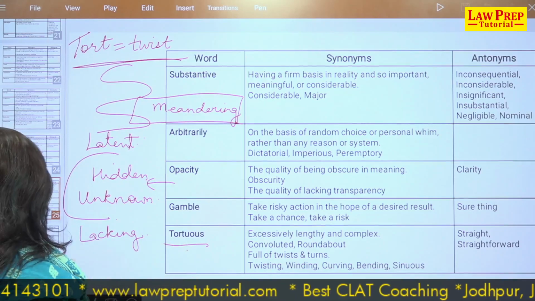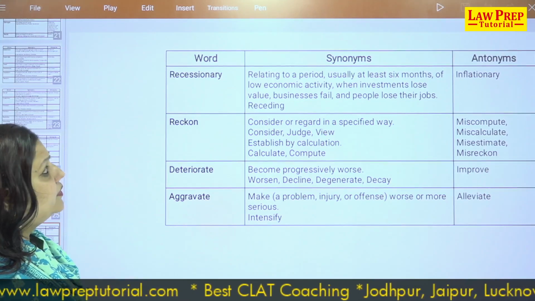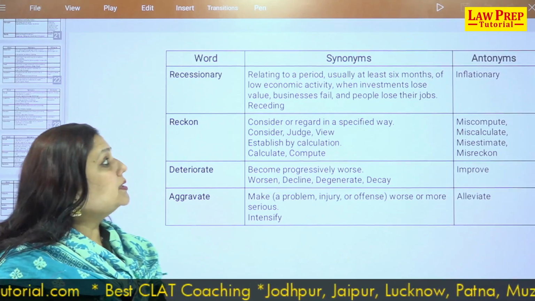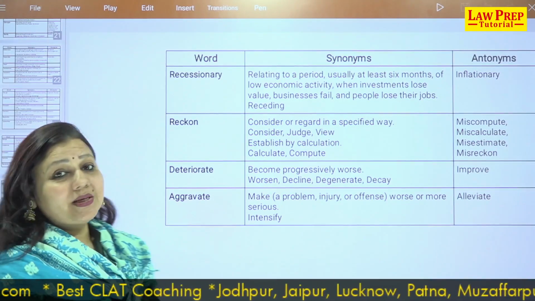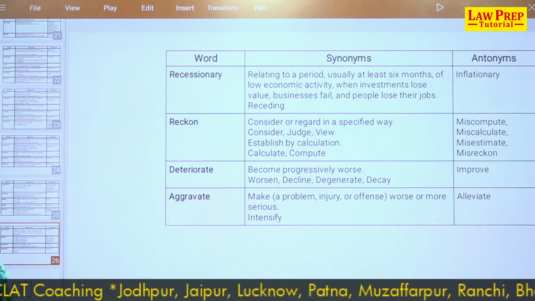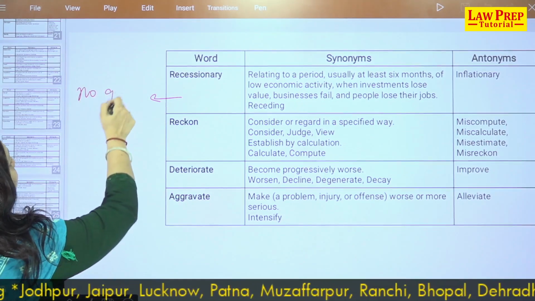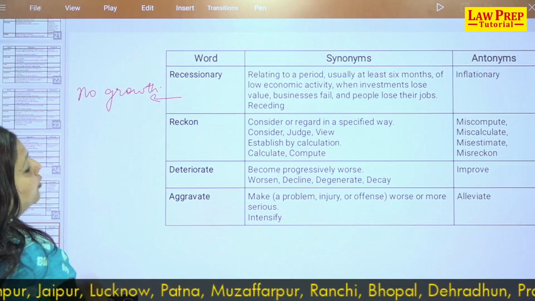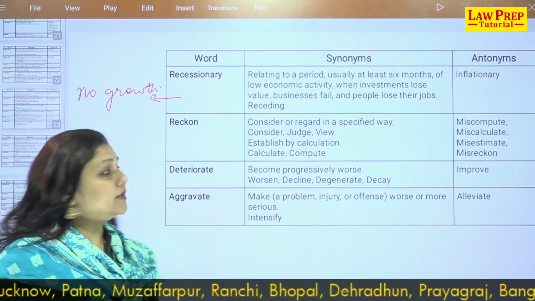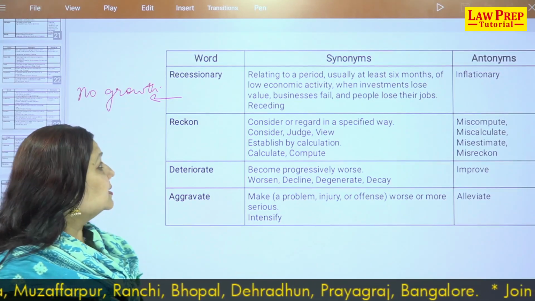So, taking up the last words in this scenario. Recessionary, which is relating to a particular period, usually at least 6 months of low economic activity. It's a period when investment is very low, everything is in a stagnant state, there's no growth. When there's no growth, people are in a very dilemmatic situation. There is no growth, receding or moving away, people lose their jobs, people are not able to grow in life. That is recession.